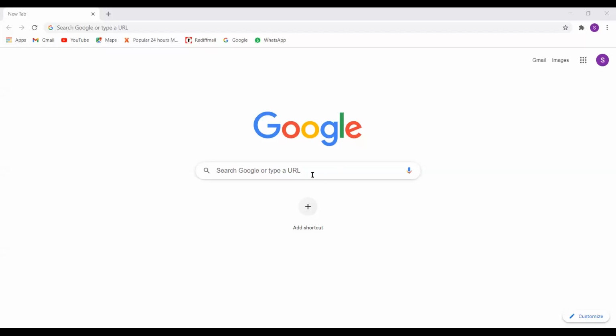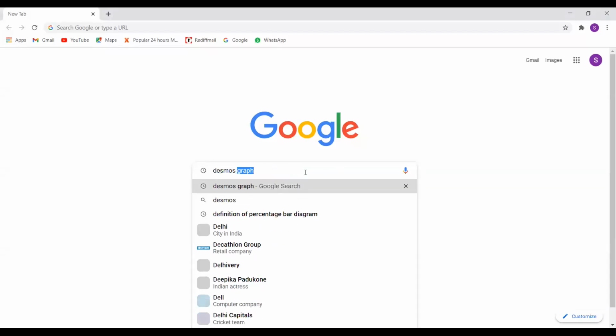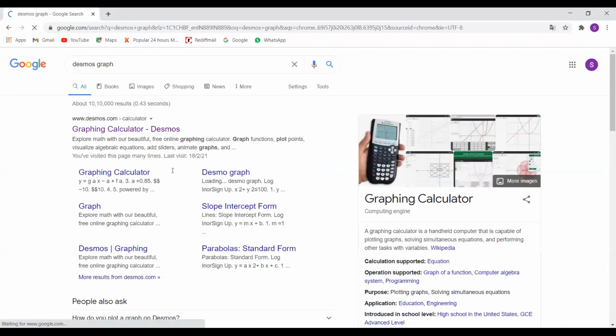Let us quickly see how we can access this Desmos graphical calculator. For that we have to open our Google page, and here I will type Desmos graph and press enter. Now I will get many options here. I will click on the first one, graphing calculator Desmos.